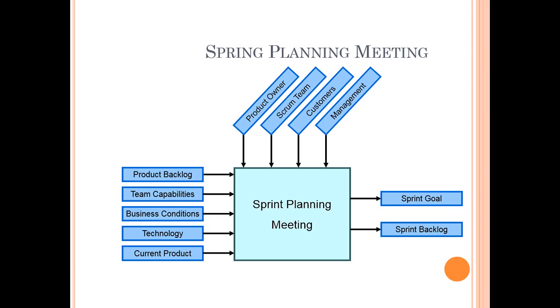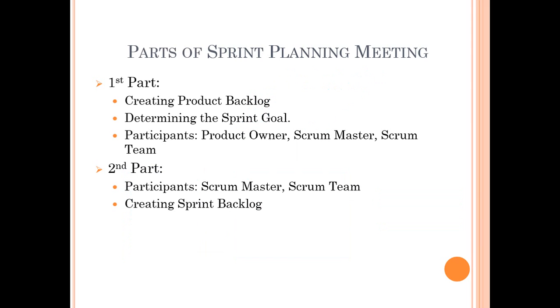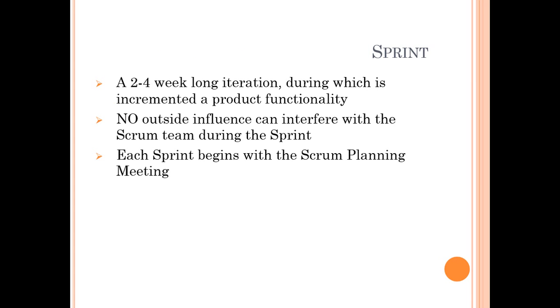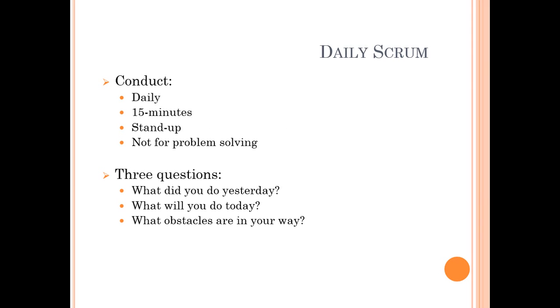This is the pictorial representation of what we perform in a sprint planning meeting. Various set of steps we perform: sprint, 2 to 4 weeks long iteration, and what we carry out in daily scrum: 15-minute stand-up meeting, no problem solving. We have breakup sessions or spikes where we discuss the issues, but here we only discuss 3 questions: what we did yesterday, what we will do today, and if there are any blockers or impediments.